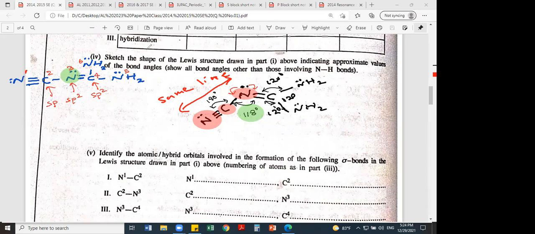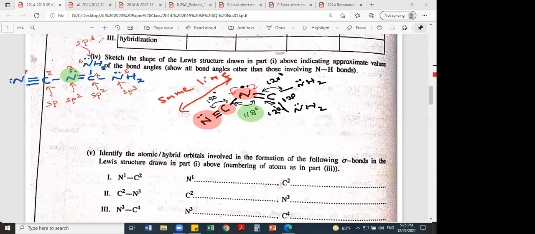Then that is again sp3, because 2 sigma bonds and 1 lone pair. This is sp3, N5, and N6 also sp3.